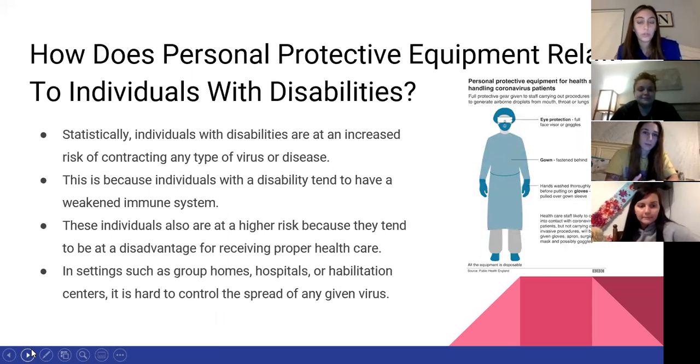How does personal protective equipment relate to individuals with disabilities? Statistically, individuals with disabilities are at an increased risk of contracting any type of virus or disease. This is because individuals with a disability tend to have a weakened immune system. These individuals are also at higher risk because they tend to be at a disadvantage for receiving proper health care. In settings such as group homes, hospitals, or rehabilitation centers, it is hard to control the spread of any given virus.